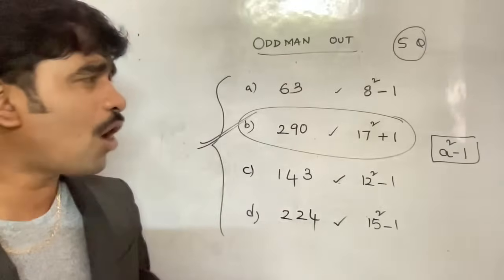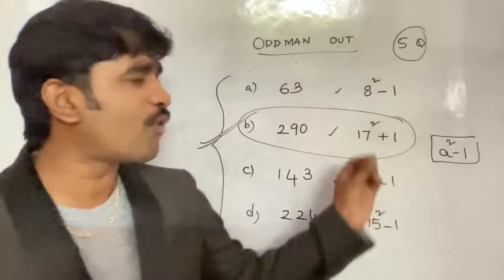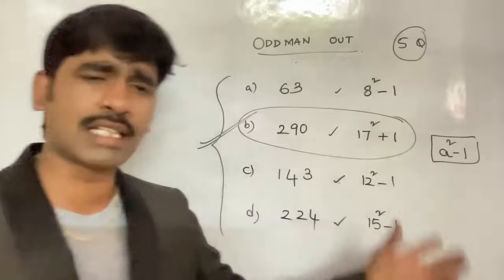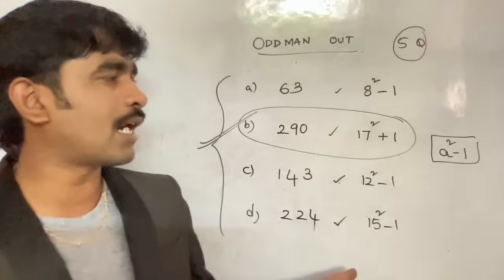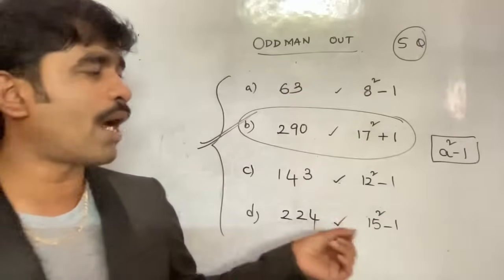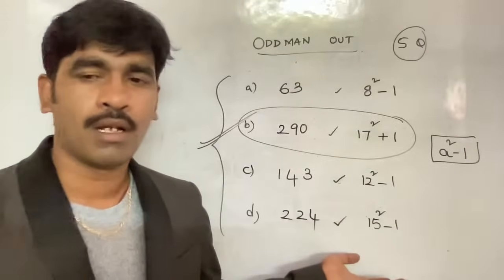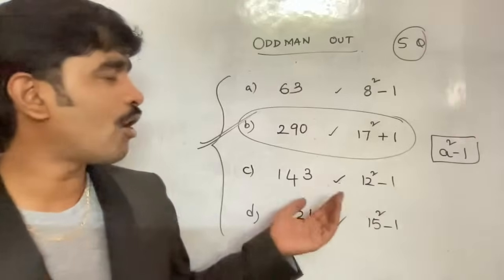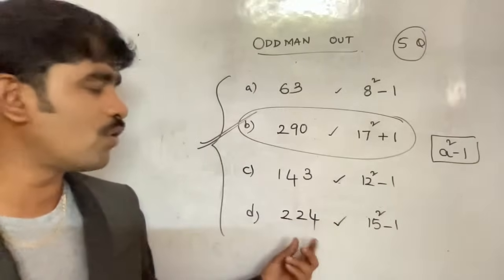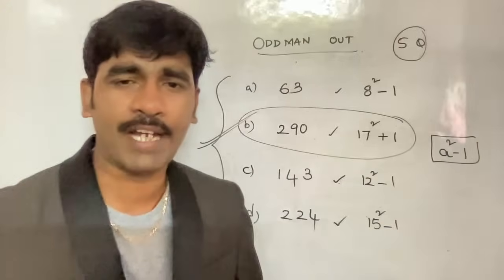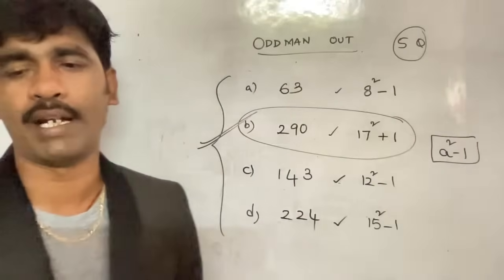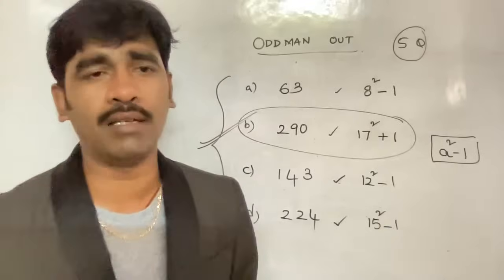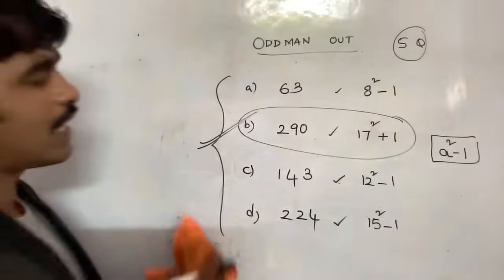So directly or indirectly, they are focusing on squares and cubes. You just refer to the ICET papers. I have seen a lot of papers and come across the point that they are focusing on squares and cubes more. And maybe they may not give 64, 144, 225. If they give them, you can easily identify them. So instead of giving like that, they provide one less or two more. So please try to focus on those numbers. So that is odd man out.